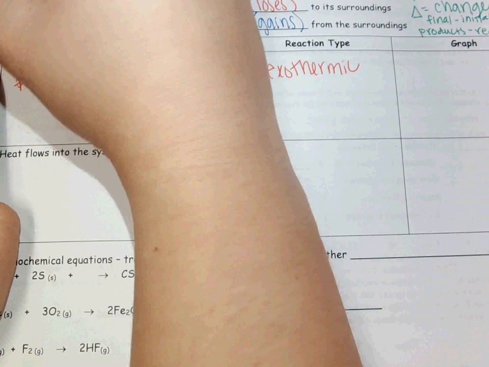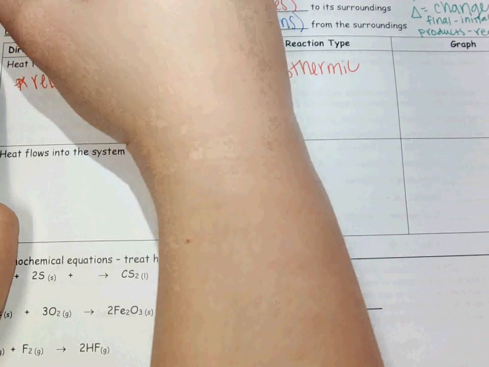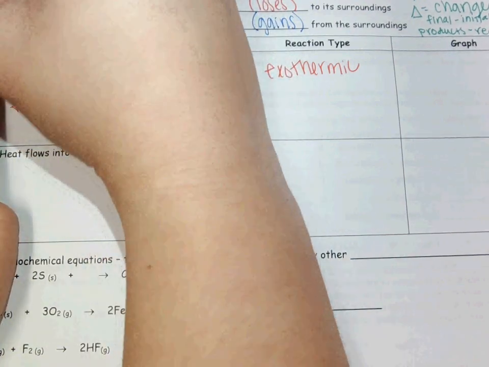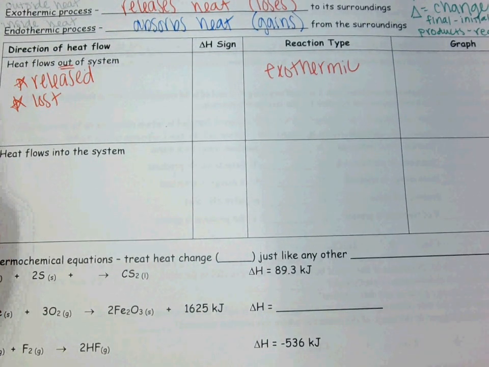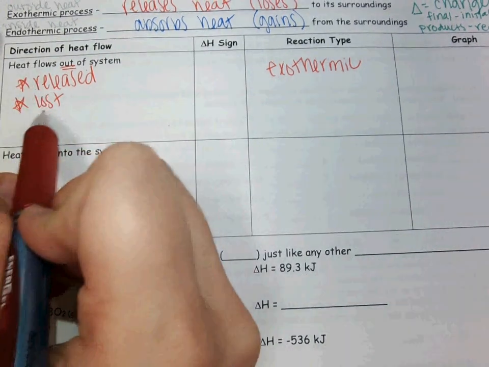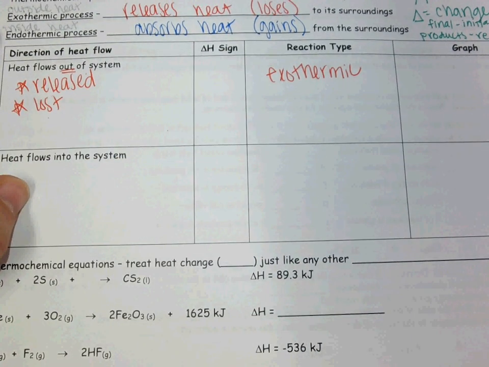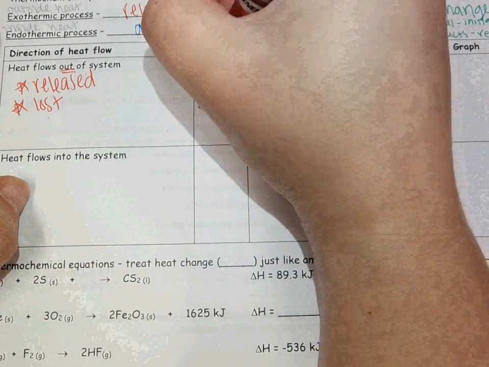So heat flowing out, another way you'll see that is that it's being released. You could also say that it's been lost. And since it is being lost, the delta H sign is negative.